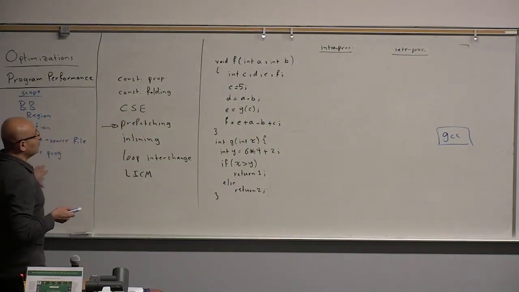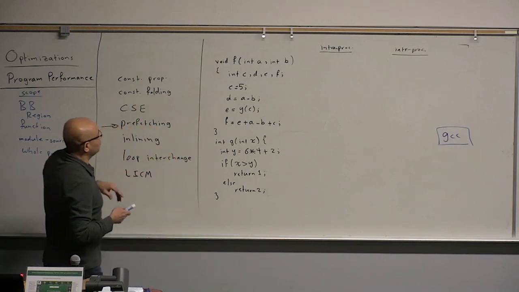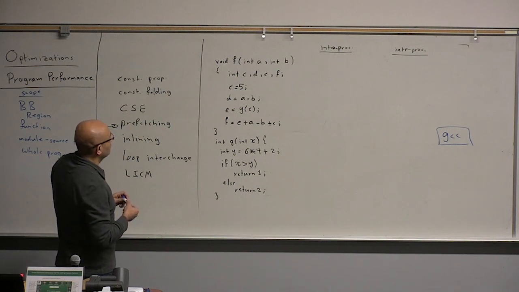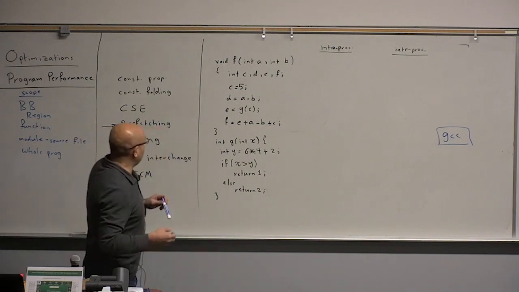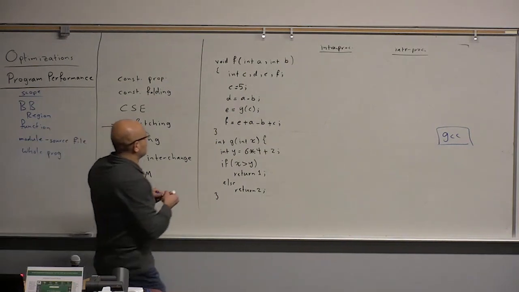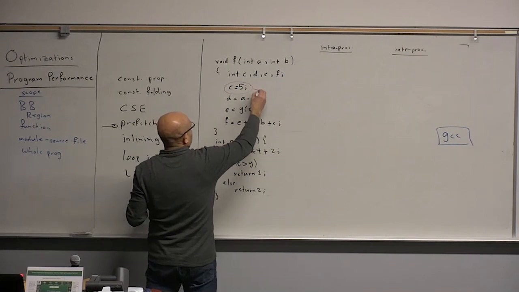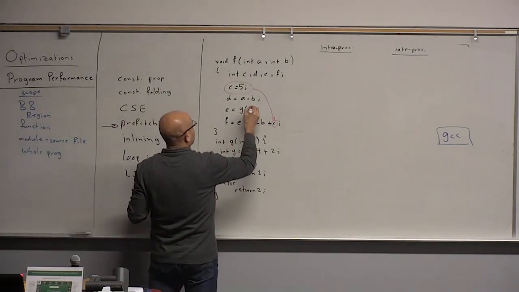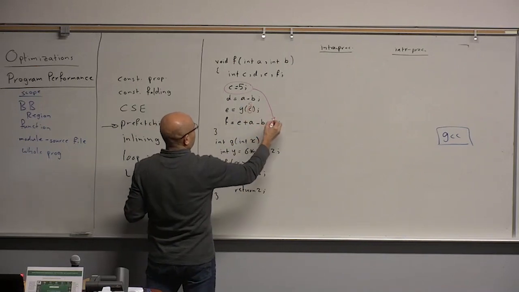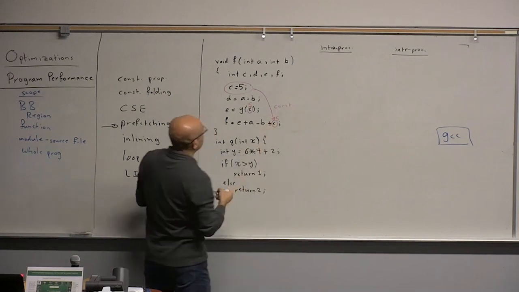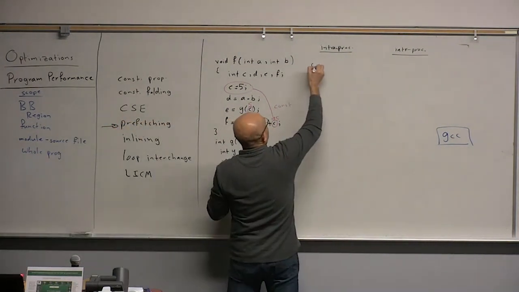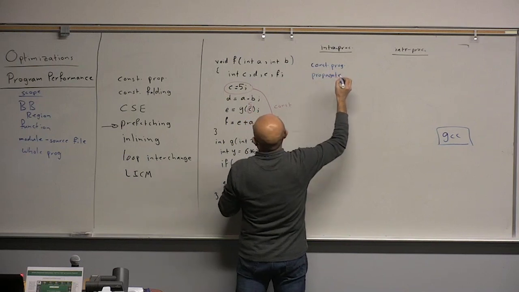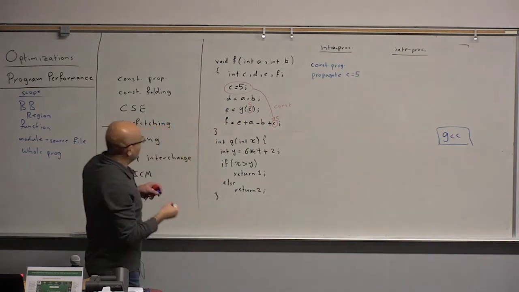Anyway, if we are doing things within the procedure, what are the optimizations that we have here? We have constant propagation. This is a constant, and we can propagate the constant to C, and this is also C. So we can replace this with 5. So this is constant propagation: propagate C equals 5, substituting 5 for every C.